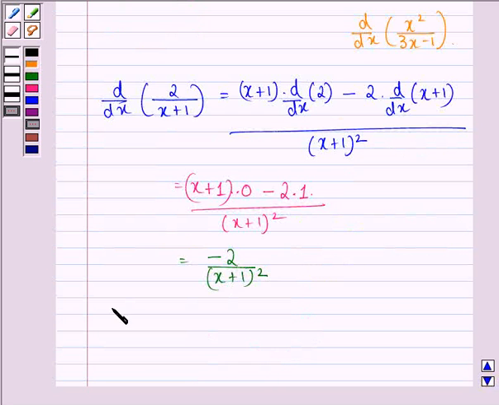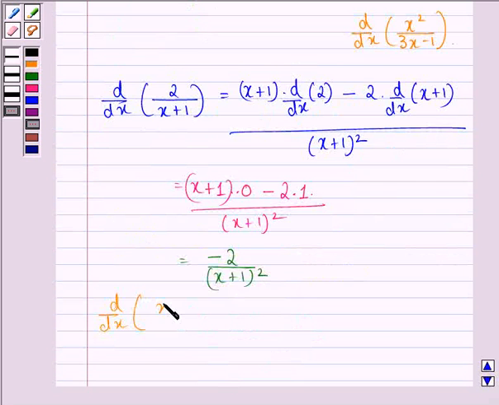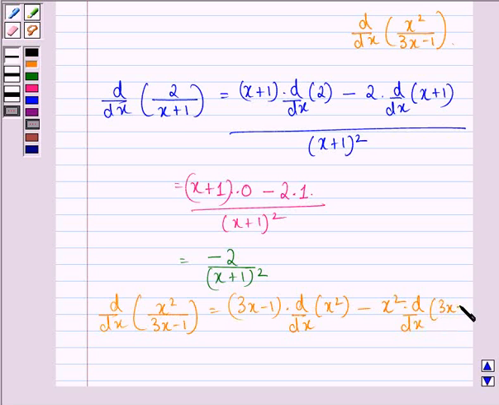Now we have to find out d by dx of the second function, that is x square by 3x minus 1. Again we apply the quotient rule. We get, first of all in the numerator we have the denominator function into d by dx of numerator function, that is x square, minus numerator function into d by dx of denominator function, that is 3x minus 1, this whole divided by square of the denominator.